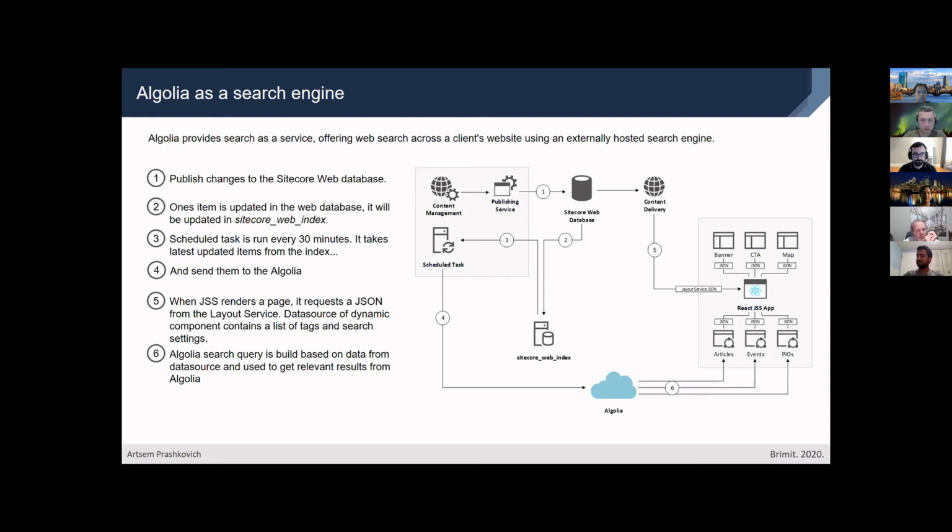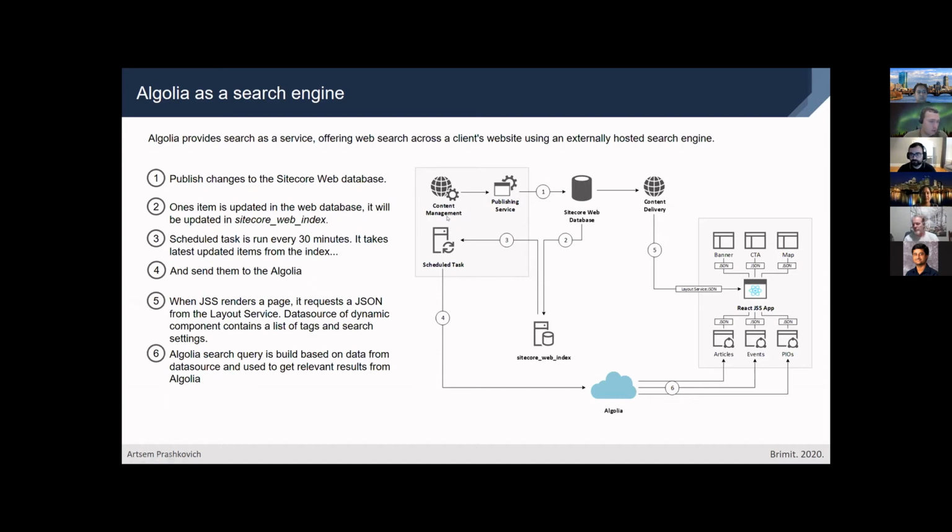And so, as I said previously, we have different types of data such as events, articles, POIs, and also we have a lot of dynamic components that show this data, and all these components get data to show from a search engine based on the tags selected in the data source. Let's have a look at the diagram, and I will explain how it works.